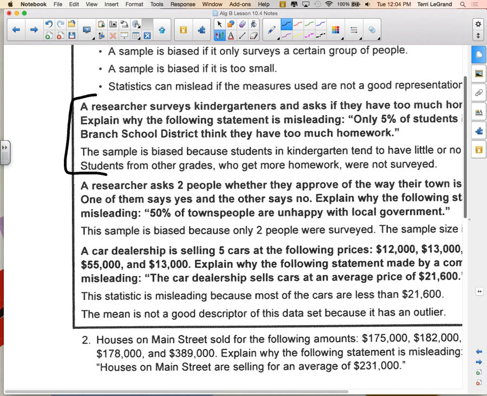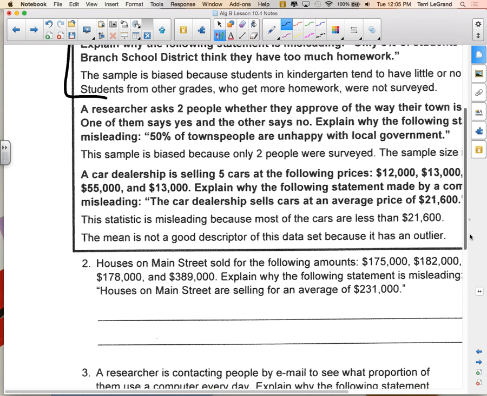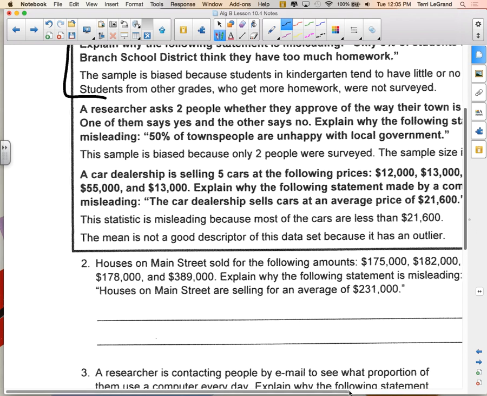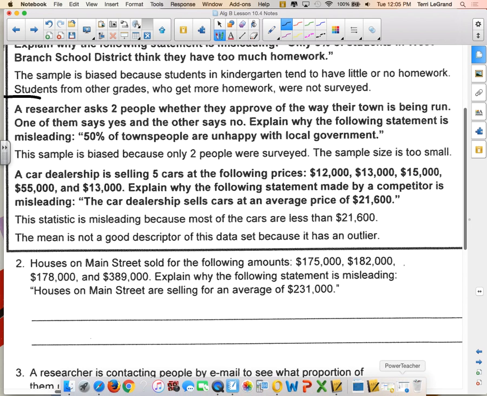Okay? Then another one here says, a researcher asked 2 people whether they approve of the way their town is being run. 2 people. So you go to Valley City, and they say, okay, well, we'll pick somebody on this side of Central Avenue over there, and we'll talk to somebody over on this side of Central Avenue, and we're going to ask them, do you like how our town is being run? And one of them says yes, the other says no. So now they put it in the Times record that, you know what? 50% of the townspeople are unhappy with the local government. Would that be true? No, because they only interviewed 2 people.